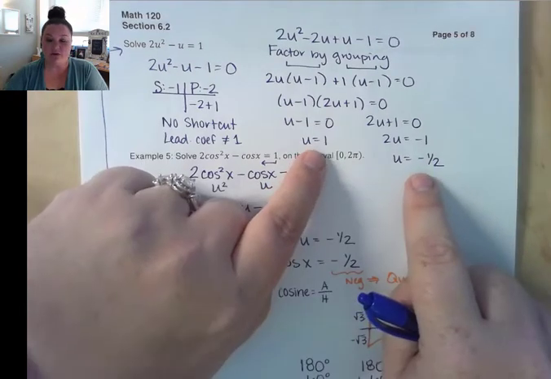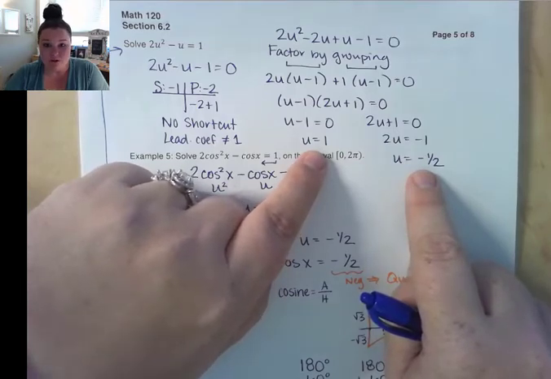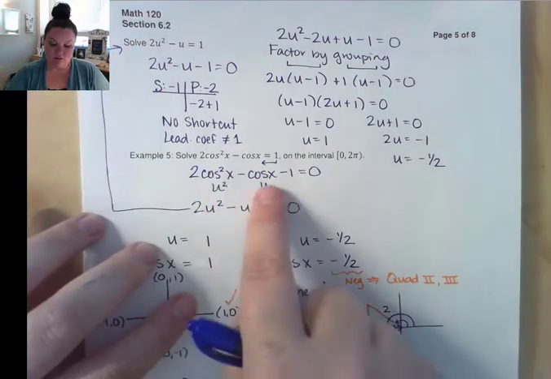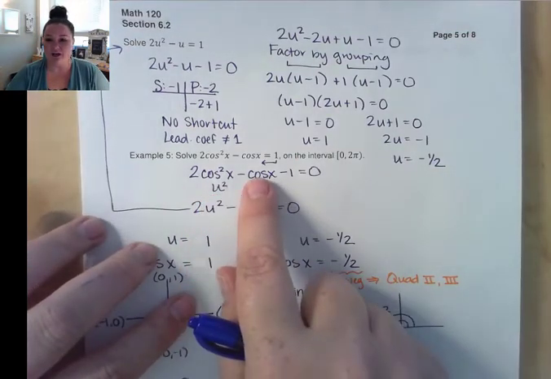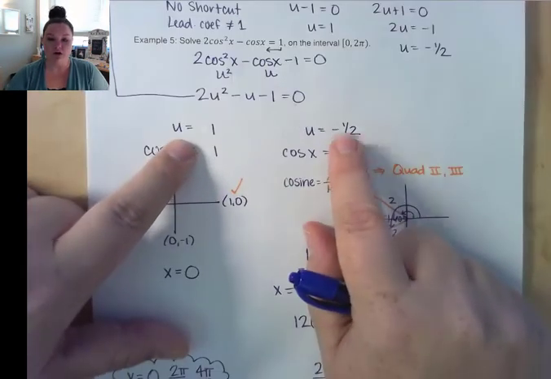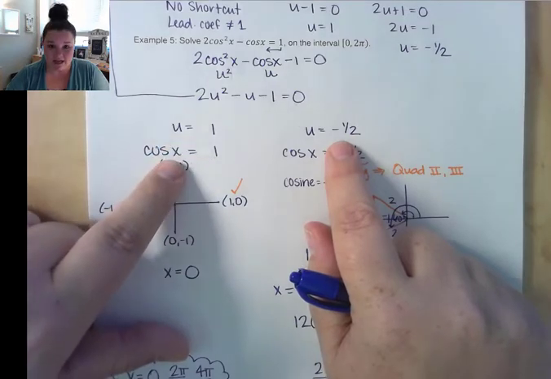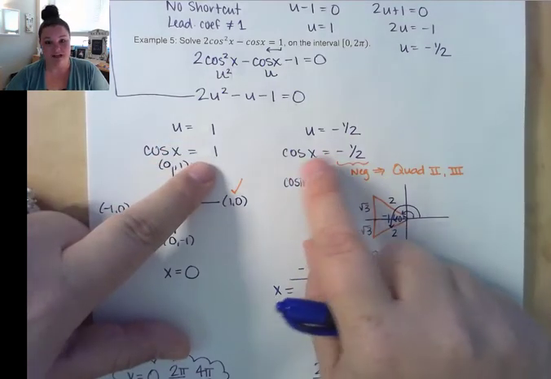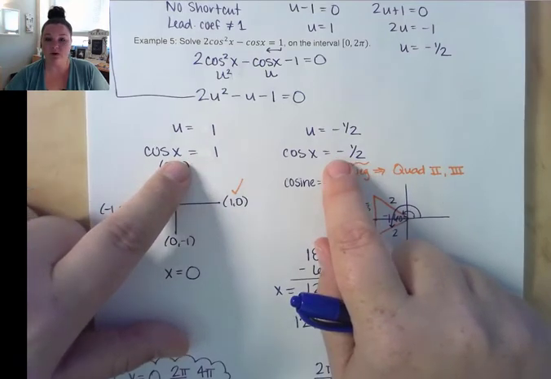Okay, so now that we know that u equals 1 or u equals -1/2, we can plug back in what u originally was. So if you look at our original trig equation here, we were letting u be cosine x. So now that we know that u is 1 or -1/2, really what that's telling us is that cosine x is 1 or cosine x is -1/2, right? So those are the equations that we want to go ahead and solve.